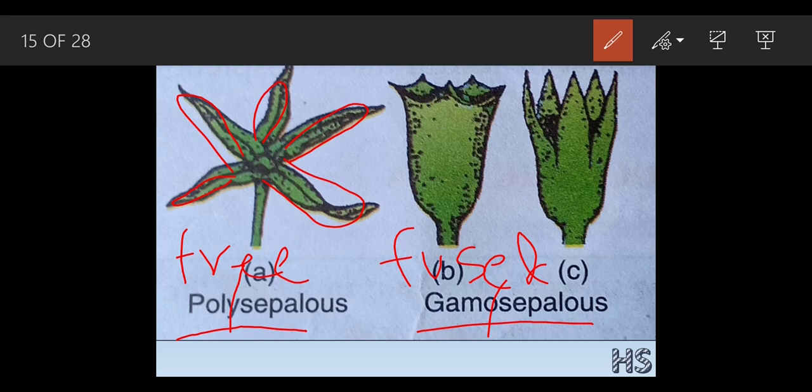Gamosepalous. In this part, they are fused together. It will not be that easy for me to remove a single sepal, because when I try to remove this one, it won't come in a perfect shape. It will be removed in an irregular manner. But here, if I have to remove this one, it is that easy.